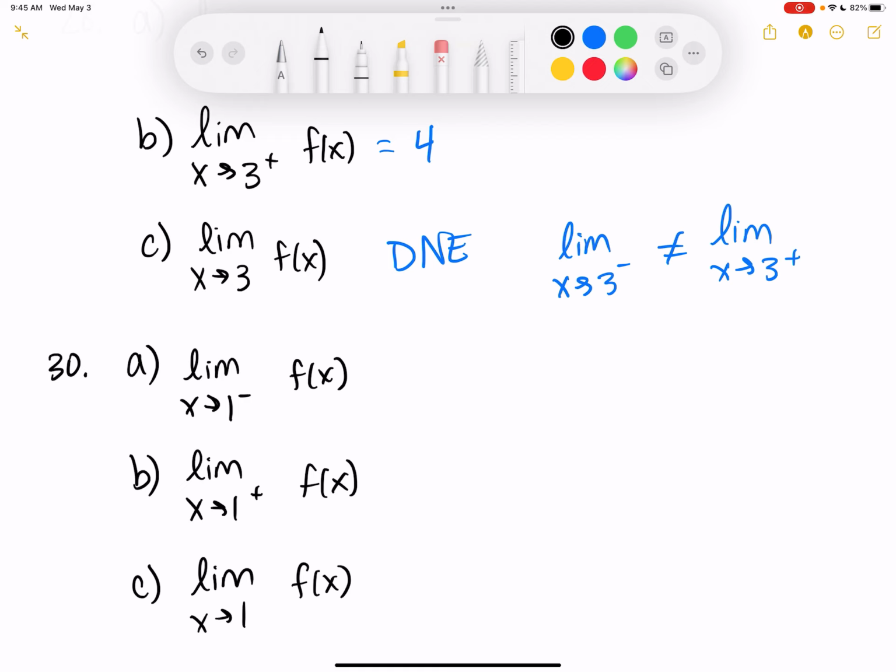Alright, so what happens as x approaches 1 from the left? So that's the bottom line that's going with a negative slope. What happens as x gets close to 1 from the left side? It's y is 1. What about from the right? Y is 3. Yep, 3.